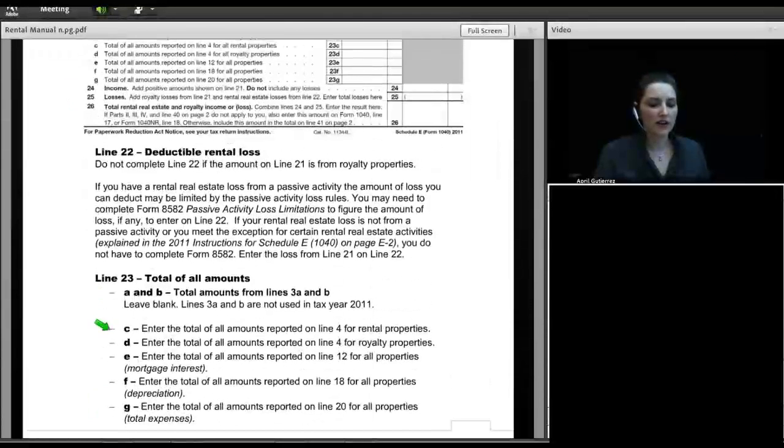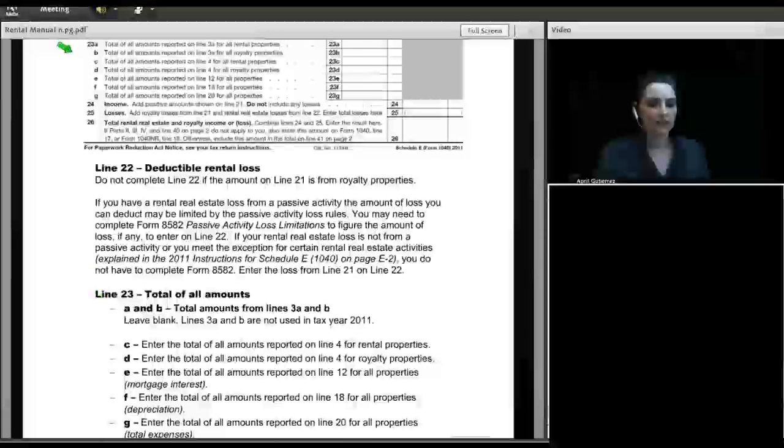Line 23 has all these new categories this year, A, B, C, all the way through G. Lines 23A and 23B, this is the total amounts from line 3A and 3B. Right now you leave them blank. You're not going to use line 23A or B in 2011. On line 23C, you enter the total of all amounts reported on line 4 for all rental properties. That's basically your total income from the rental properties for the year. On line D, you enter the total amount reported on line 4 for all of your royalty properties. So lines C and D are used to separate rental income from royalty income.